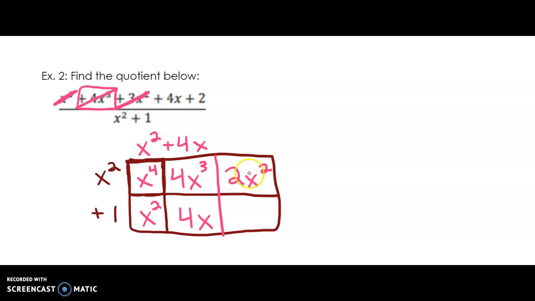What times x squared gives me 2x squared? That's just going to be plus 2. 2 times 1 is 2. And we see that if we're focused on our 4x's, we already have 4x in our area model. So we are perfect there.